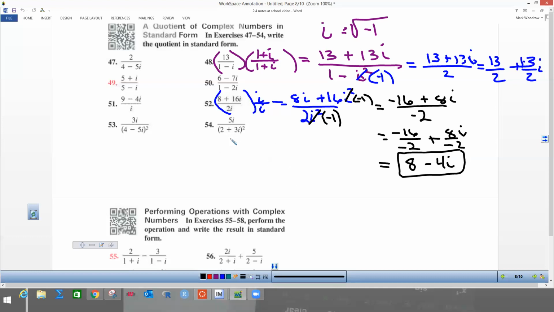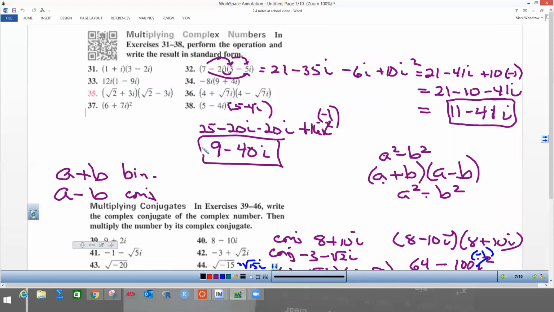Now this problem is the hardest one, so I am going to do it. You must first FOIL this bottom part. Now, I FOILed a problem like this just a second ago when I had a square one back here, so I'm going to go back and look at that. That was this one.